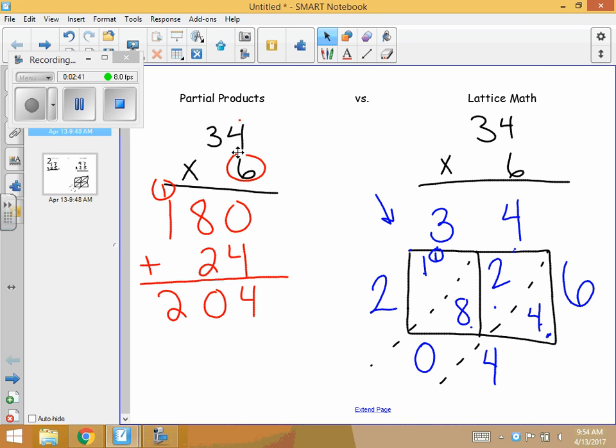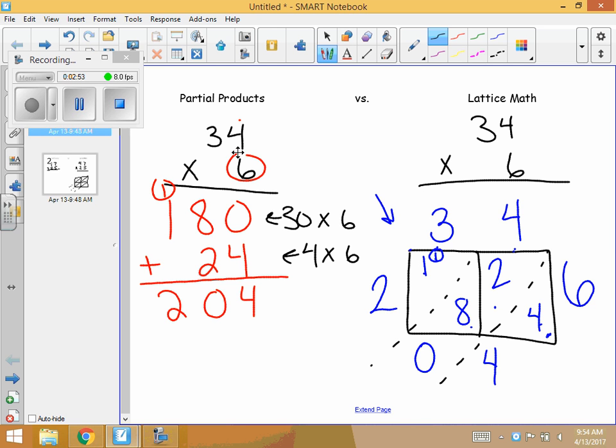So say one quick thing about partial products. Some of your kids may need the visual, so they can think of it as 30 times 6 and 4 times 6, which is what those numbers represent.